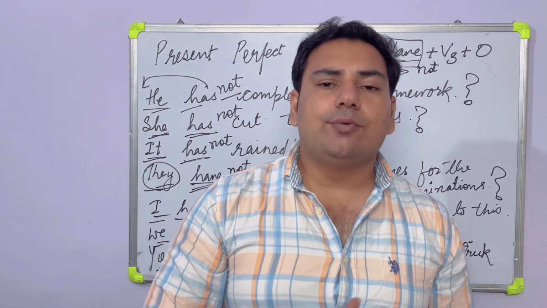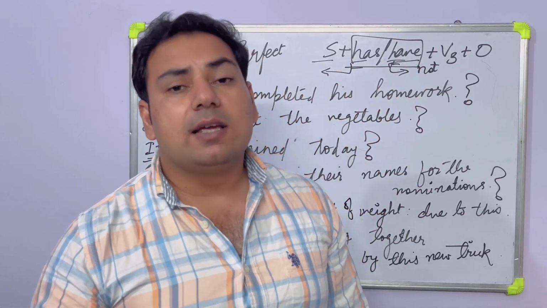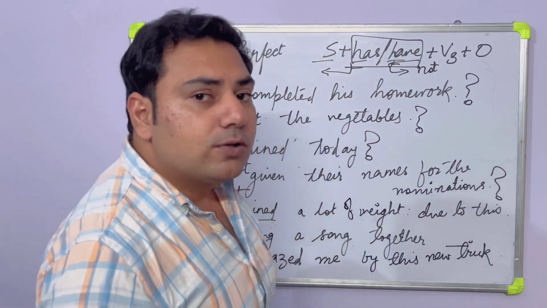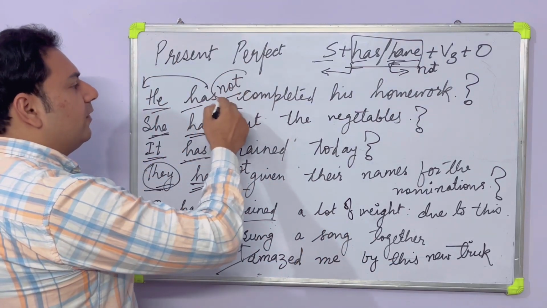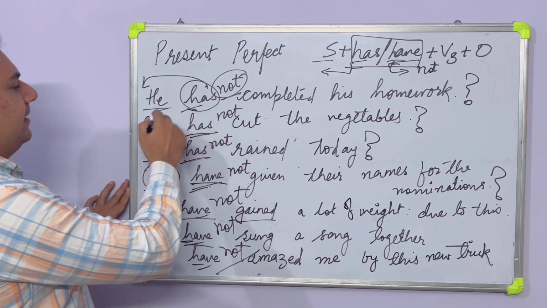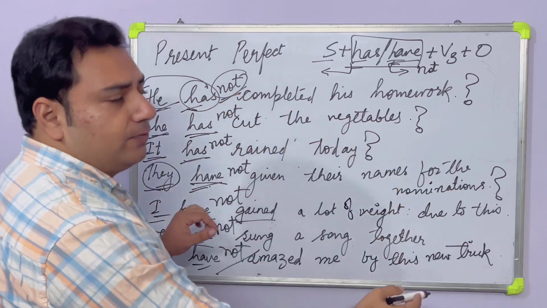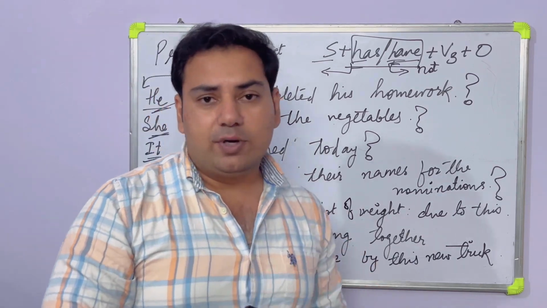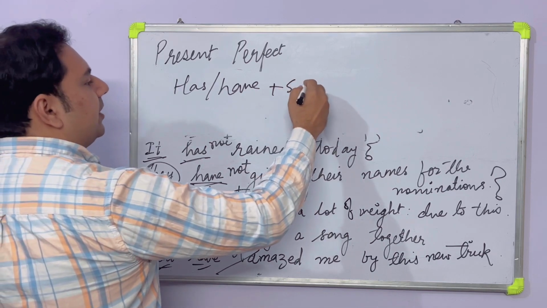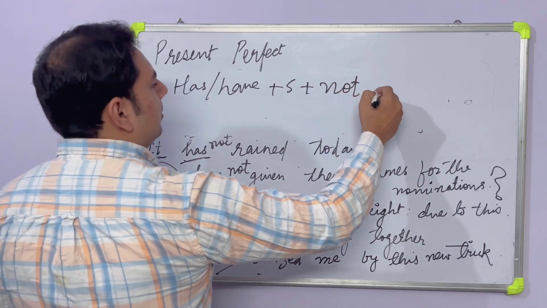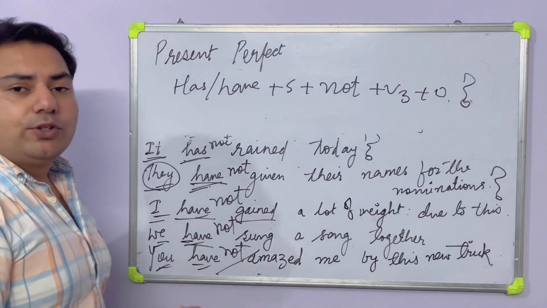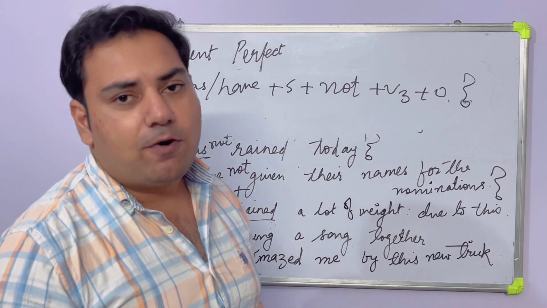So this is how you can create interrogative sentences, and in the same way you can create the negative sentences as well. So they are also very easy. Not will remain the same on that same position. Okay. Has he not completed his homework? Okay, let me just brief you again. So has, have plus subject plus not plus verb third form plus object and then the question mark. So this is going to be the negative interrogative form. Okay.